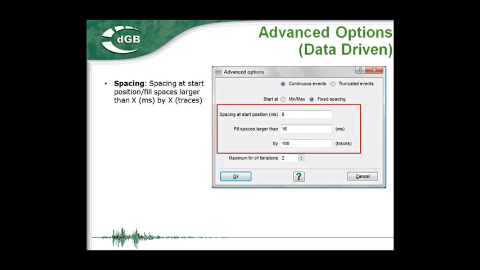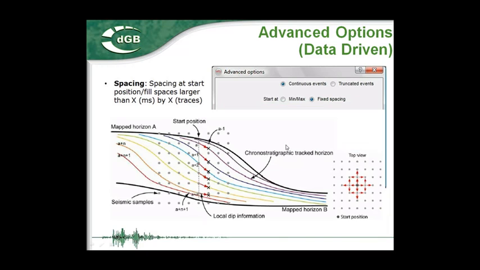Now the fixed spacing option, as I said, will start at whatever spacing you specify. These are the default values in there. And what it's saying is it will start a seed every 8 milliseconds, and then if the holes become larger than 16 milliseconds by 100 traces, it will insert a new horizon. So here we see these are our seeds. These are our starting positions that are 8 milliseconds apart, and as it starts tracking following the dip, you see some horizons get further apart and some get a lot closer together. So if this one ends up being more than 16 milliseconds apart and 100 traces apart, then a new horizon would be inserted.